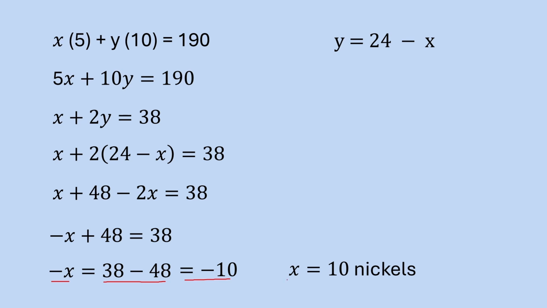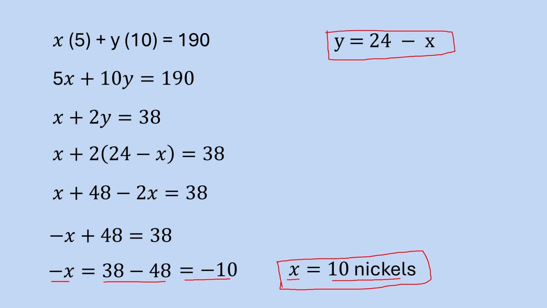We know that x is equal to the total number of nickels. So John has 10 nickels. This is the one answer. Now we want to know how many dimes. So here the equation y is equal to 24 minus x. X is equal to 10, so 24 minus 10 is equal to 14. As we know, y is the number of dimes. So 14 dimes. This is our answer.